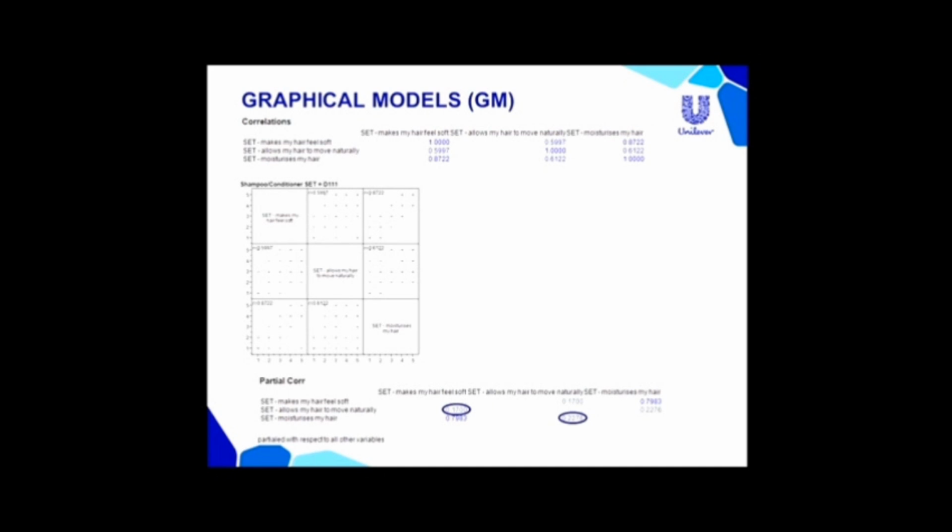So what's probably going on, even though the correlation structure looks as though they're all very highly correlated and related, is maybe it looks more like that. So maybe moisturize your hair: these two are conditionally independent, given that we know that moisturization of your hair is the variable. So if we know this, we can predict this without knowing that, or we can predict this without knowing that one. So it gives you this independence structure.